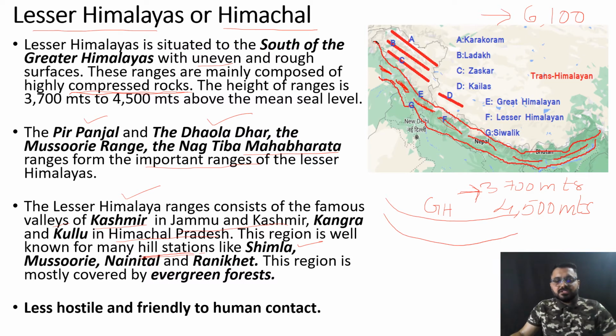This region is mostly covered with evergreen forest. This is also one point that you might have to remember here. This region is less hostile and friendly to human contact. That means these mountains are easily accessible. People would not find difficulty crossing these mountains because they are not so hostile. So it is easy for human access. Now let us move to the other range of the Himalayas, that is the Outer Himalayas or the Shivaliks.